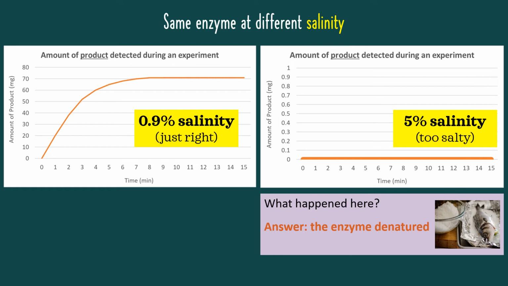Finally, the same graphical comparison would be made at different salinity levels. So on the left, we have a 0.9% salinity concentration, which is roughly identical to the saline concentration of human blood. And then on the right, we have a 5% salinity concentration, which is very, very salty. And that extreme salinity denatured the enzyme, and that's, again, why we have no product made across the 15 minutes of the experiment in the 5% salinity scenario.